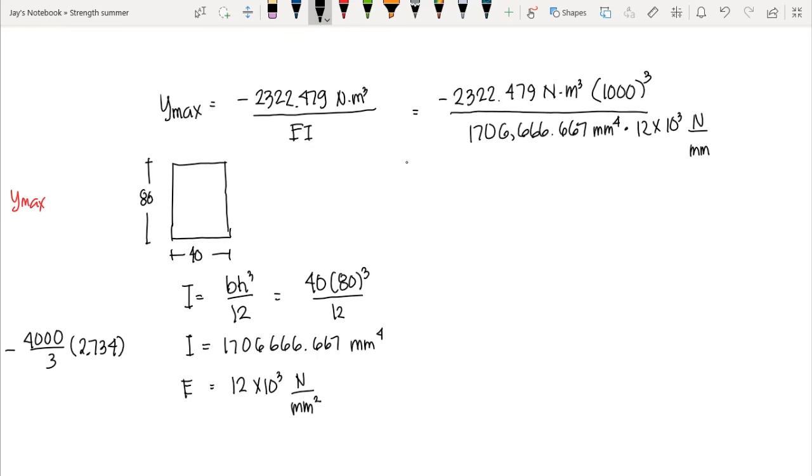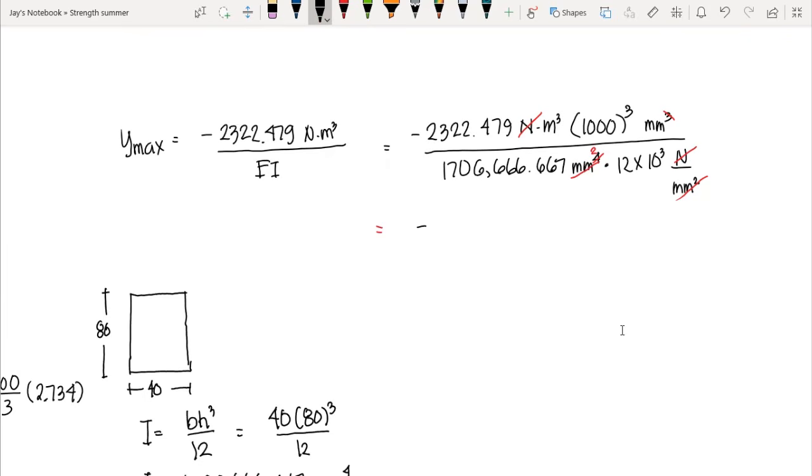Since we multiply this by 1000 cube, the unit here is in millimeter cube. So we can cancel out Newton, and then we have millimeter squared, and the remaining would be millimeter squared here. Now take note, we have millimeter cube here. We can cancel this out with millimeter squared. The remaining would be in millimeter. So we have our answer here, which is equal to negative 113.402 millimeter, which, since this is negative, is a downward deflection.